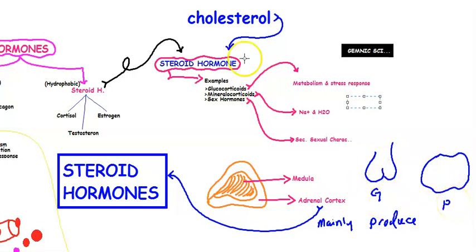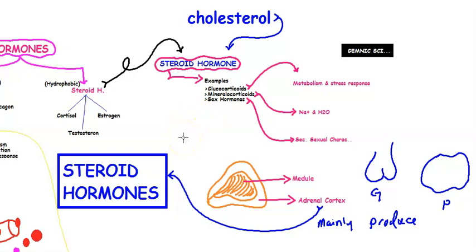Notice that examples of the steroid hormones are the glucocorticoids, mineralocorticoids, and the sex hormones. The glucocorticoids produce cortisol, the mineralocorticoids produce aldosterone, and the sex hormones include estrogen, progesterone, and testosterone. The glucocorticoids help with metabolism and stress response, while the mineralocorticoids help to regulate sodium and water levels. Last but not least, the sex hormones are important for reproduction and secondary sexual characteristics.